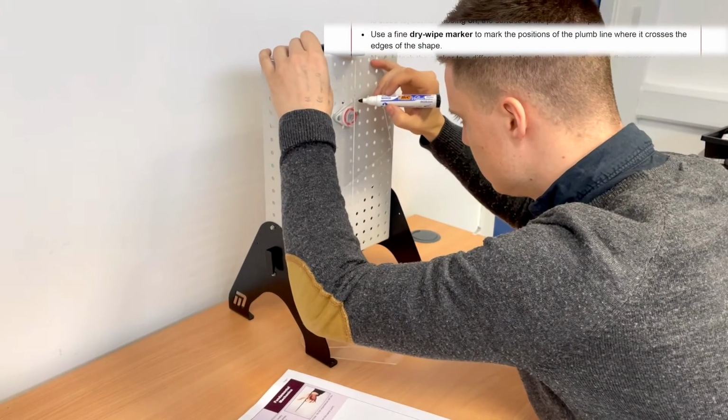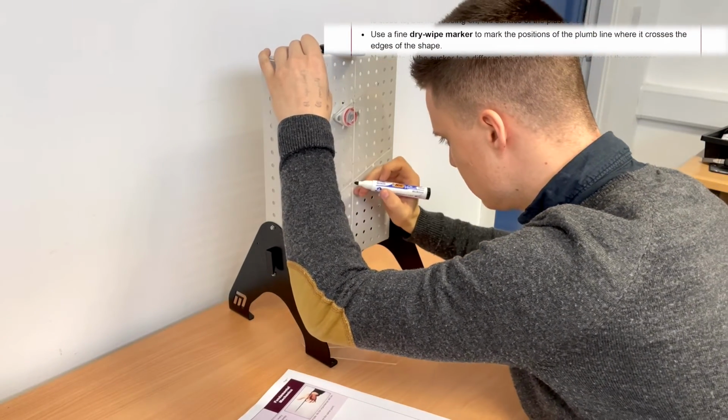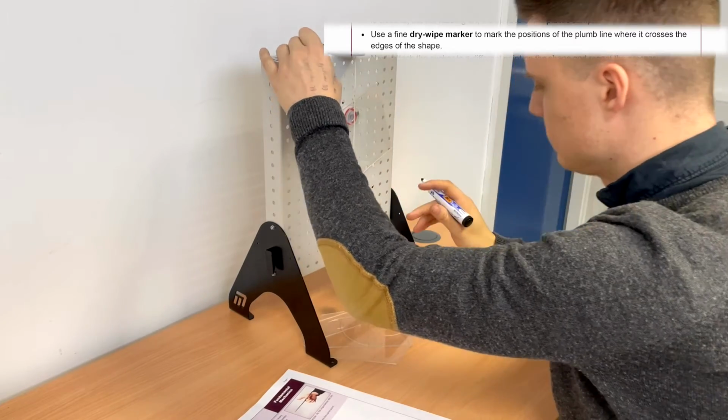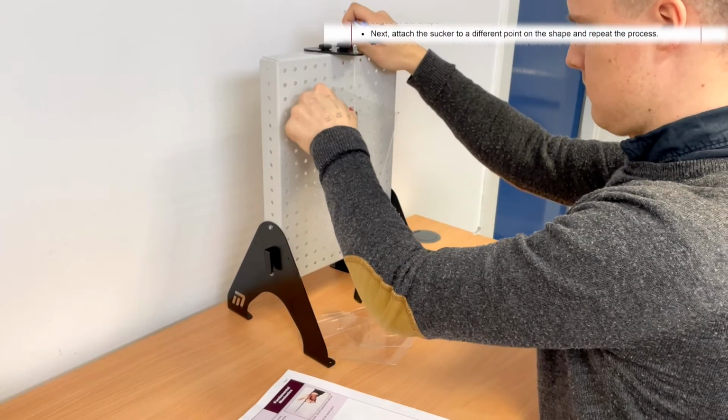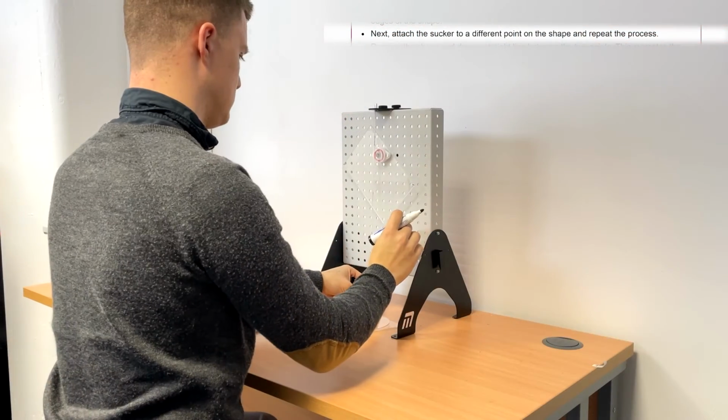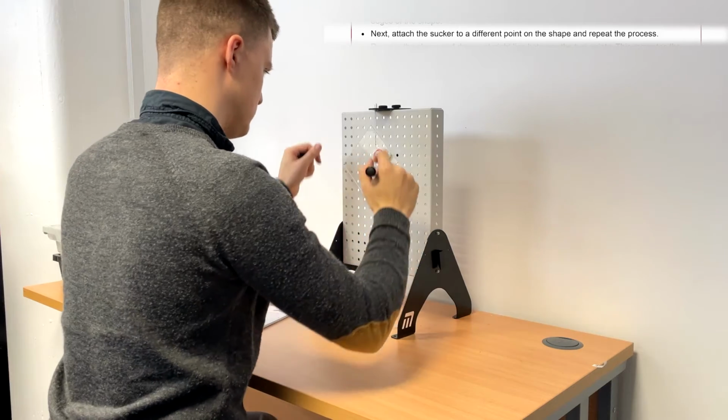Use a marker to mark the positions of the plumb line of where it crosses the edges of the shape. Next, attach the sucker to a different part of the shape and repeat the process until you have marked 3 or 4 different locations.